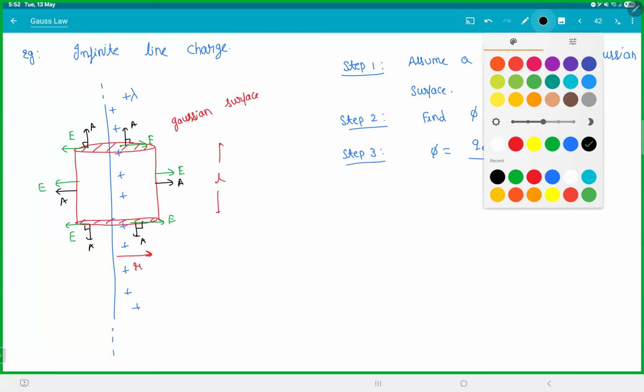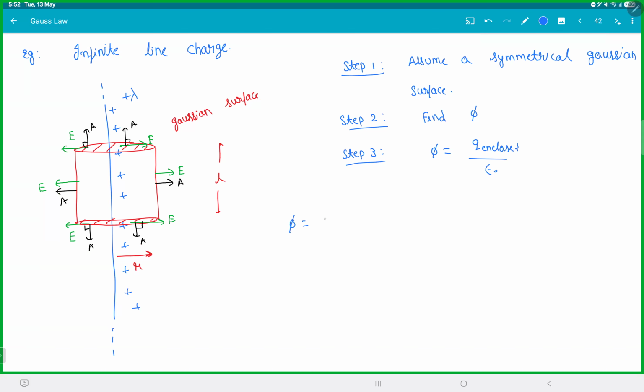If perpendicular, there'll be no flux there. So the total flux will be E into the surface area, which is 2 pi r into L. This must be equal to the charge enclosed by epsilon. So this is E into 2 pi r into L, and the charge inside is lambda into L. Lambda is the linear charge density and L is the length of the wire.